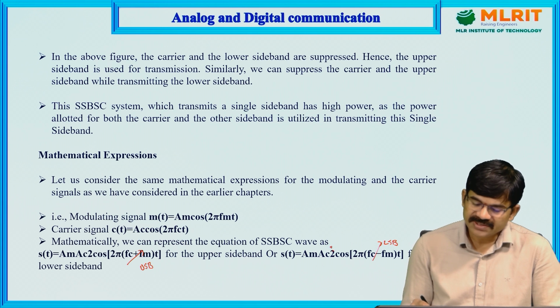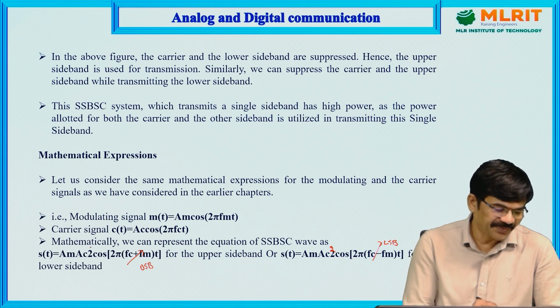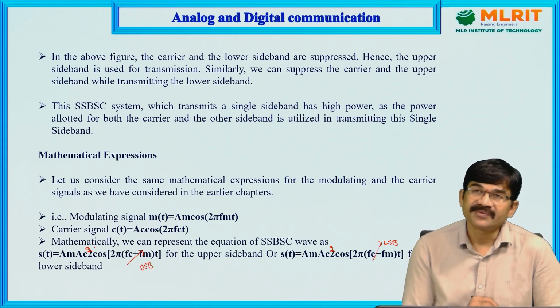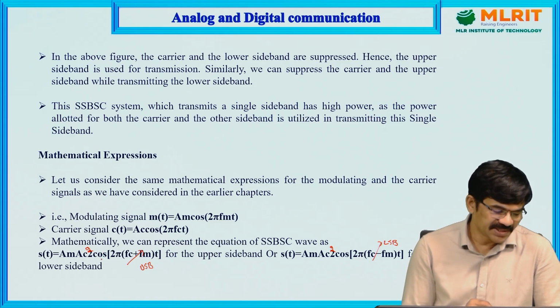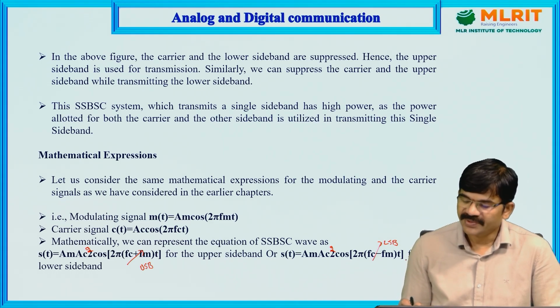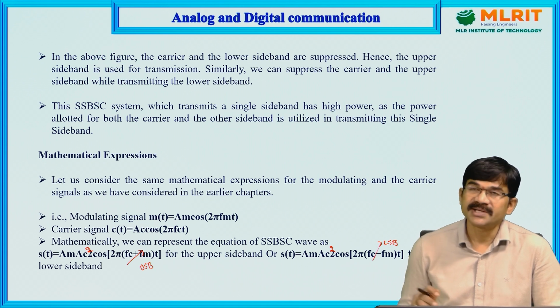This term is Ac squared, Am Ac squared. Why? Because Ac cos 2 pi fc t is there, and at the receiver also we are multiplying with Ac cos 2 pi fc t plus phi. That is why we get Ac squared. So Am Ac squared cos 2 pi (fc plus fm) t, or Am Ac squared cos 2 pi (fc minus fm) t. The upper sideband is there, the lower sideband is there. Any one we can transmit.